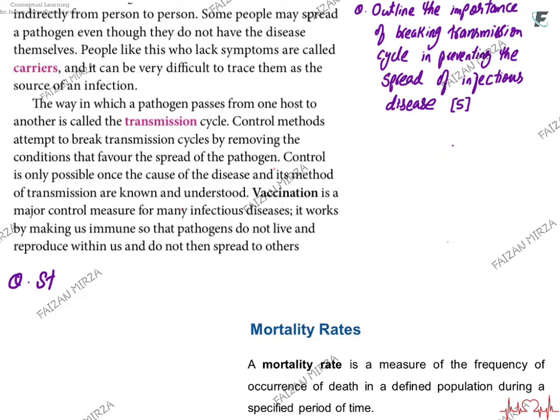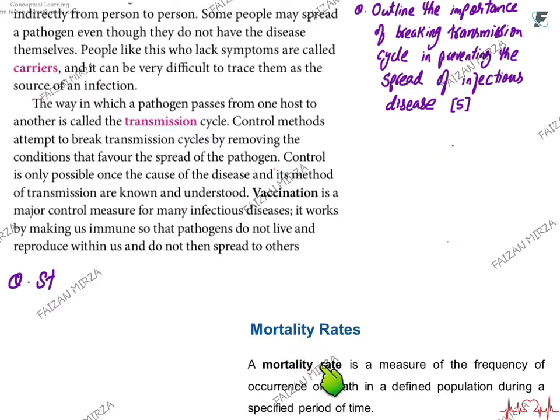So, breaking the transmission cycle of malaria, for example: you break it by making sure that the mosquitoes do not breed. You remove the breeding areas of mosquitoes, so you remove the mosquitoes from that area. If the mosquitoes are not there, you have broken the transmission cycle. So yes, the transmission cycle is the most important feature of an infectious disease in controlling its outbreak.